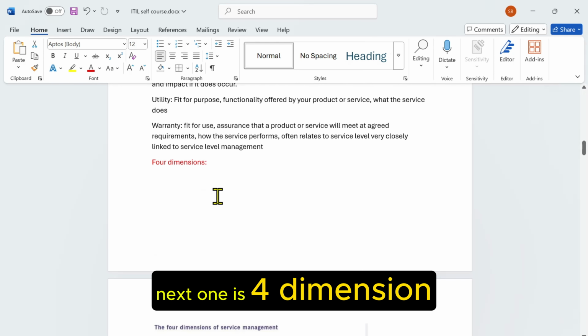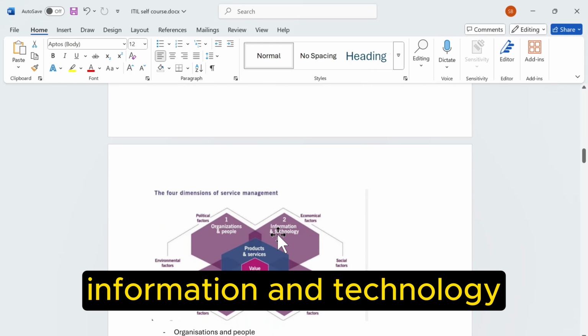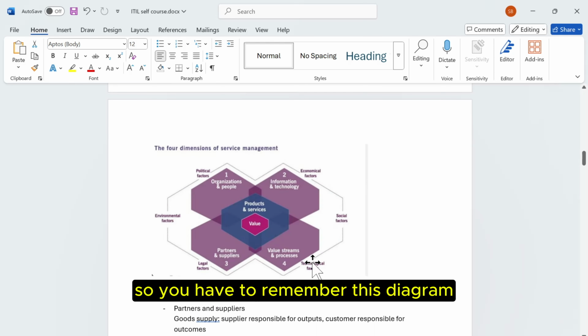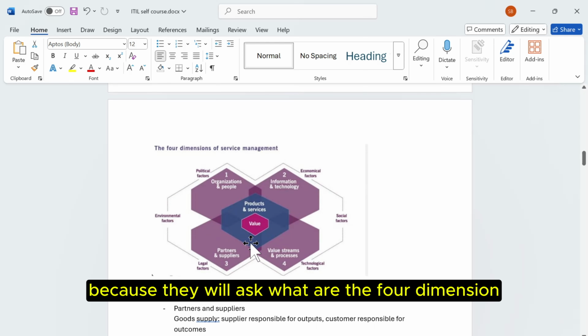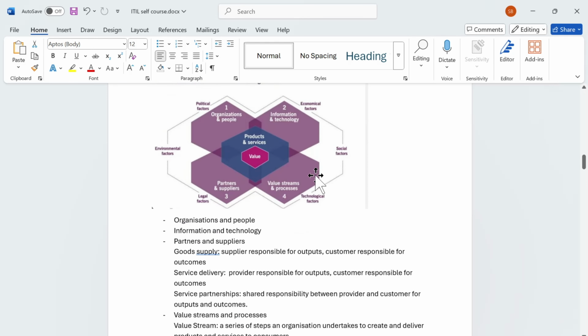Next one is the 4 dimensions, which are organization and people, information and technology, partners and suppliers, and value streams and processes. You have to remember this diagram because they will ask what the 4 dimensions are and to identify the missing one, or so many questions around this.